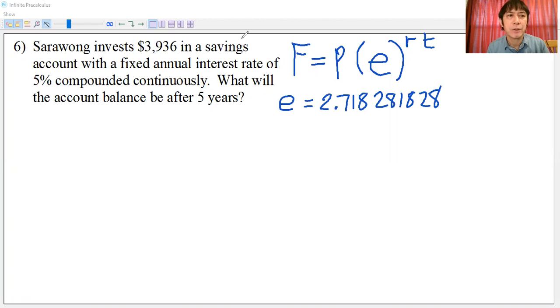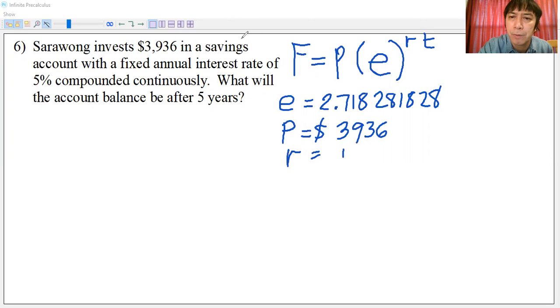All right, so let's solve. Let's enumerate the given. Our present value or amount invested is $3,936. Fixed annual interest rate of 5%, and this is 0.05 in decimals. And then our given time is 5 years.